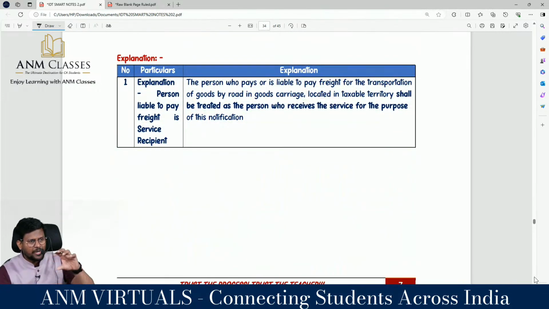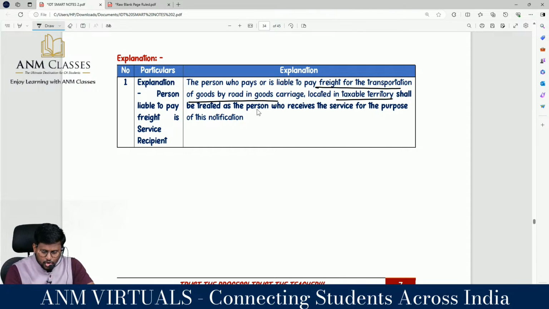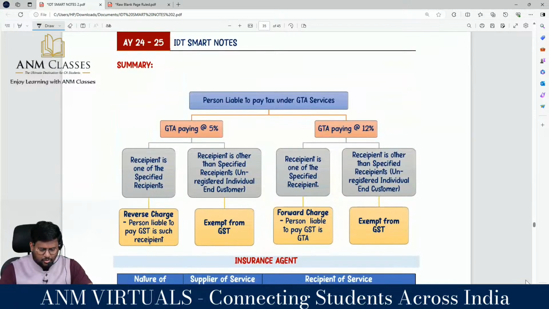We have one explanation. Sir, the person liable to pay freight is the recipient. The person who pays or is liable to pay freight for the transportation of goods by road in a carriage located in a territory shall be treated as the person who received the service for the purpose of this notification, right?